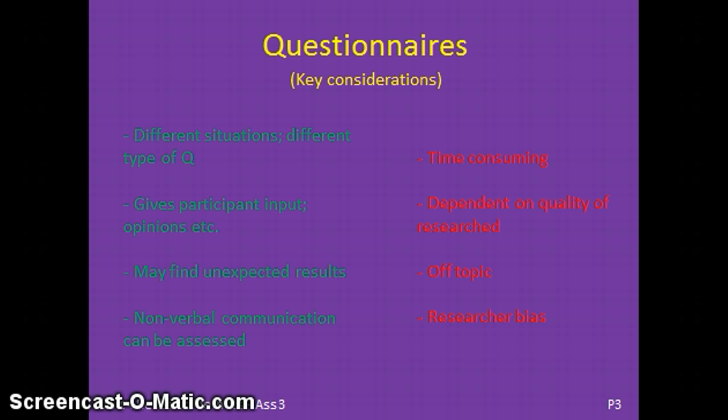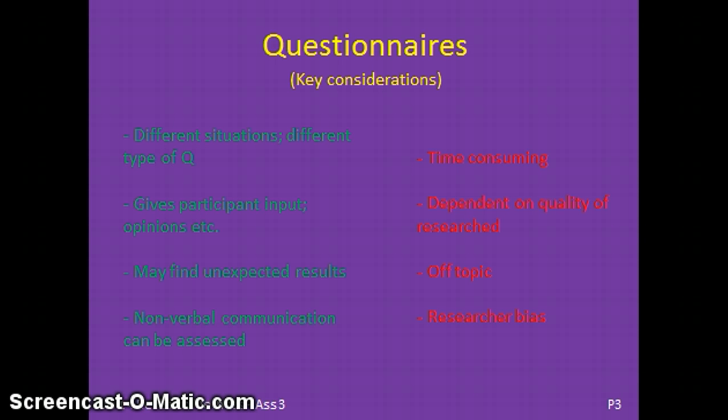And non-verbal communication can be assessed. So body language, their pace, their pitch, their tone, and this way you can study this as well, and their attitudes towards what you're studying.